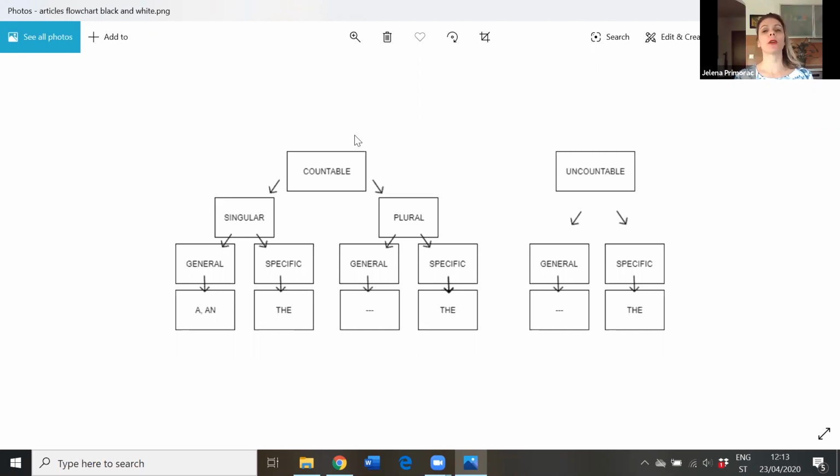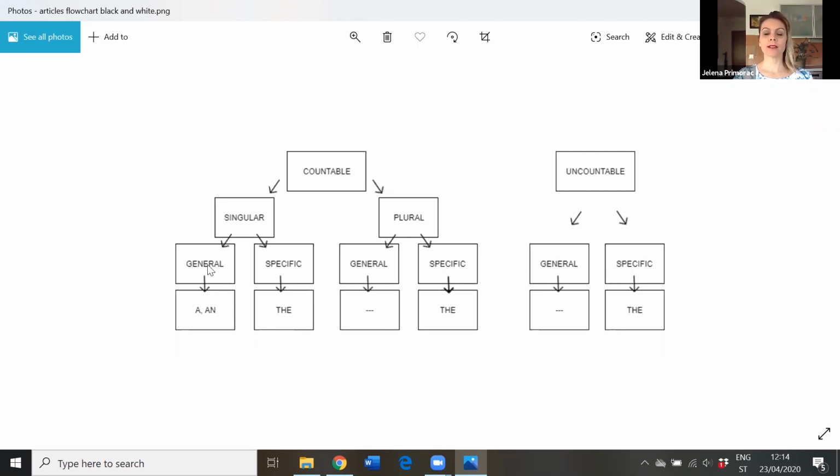Today we're going to look at how things work with the vast majority of nouns in the vast majority of situations. So you see here we have the questions you have to ask yourself when you're deciding whether or not you need to use an article and which article to use. The first question you have to ask yourself is: is your noun countable or uncountable? If it's countable, the second question you have to ask is: is it singular or is it plural?